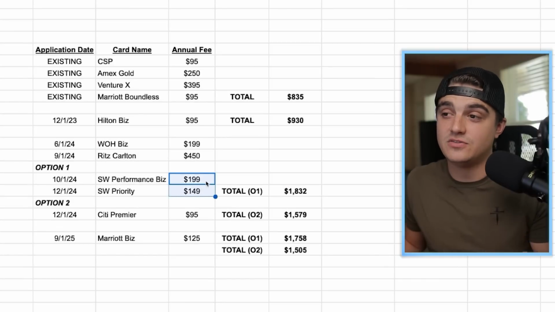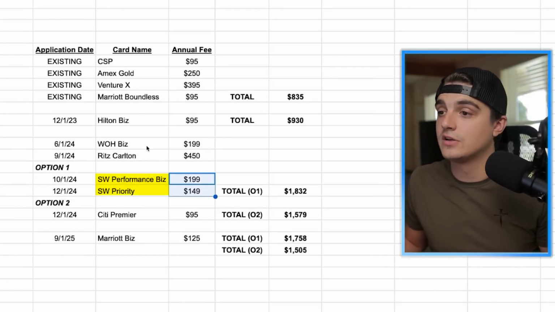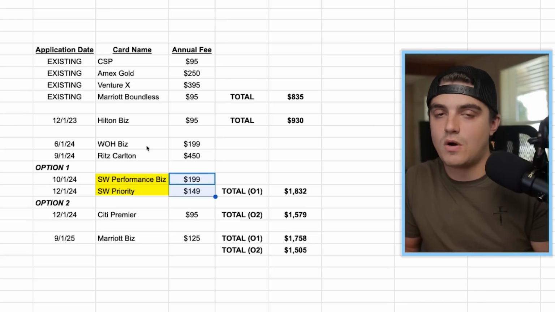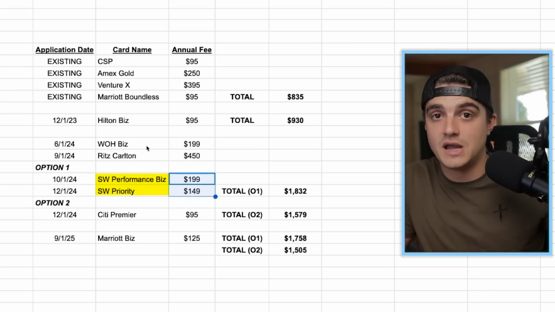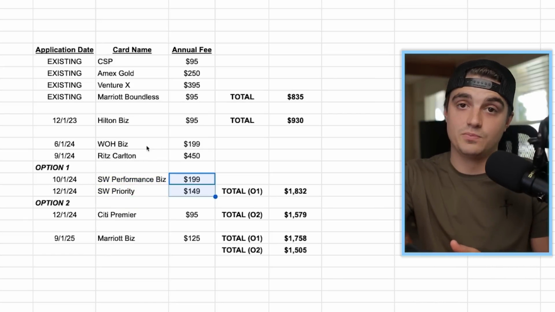So option one involves me getting the Southwest Companion Pass, as we talked about in my credit card roadmap video. And that option would require me to pay basically $350 in annual fees for two Southwest credit cards. That way I can earn enough points from the welcome bonuses to actually get me the Companion Pass for the rest of 2025 and into 2026, after I hit these bonuses, of course. So $350, that's still a lot of money to be paying for a Companion Pass.